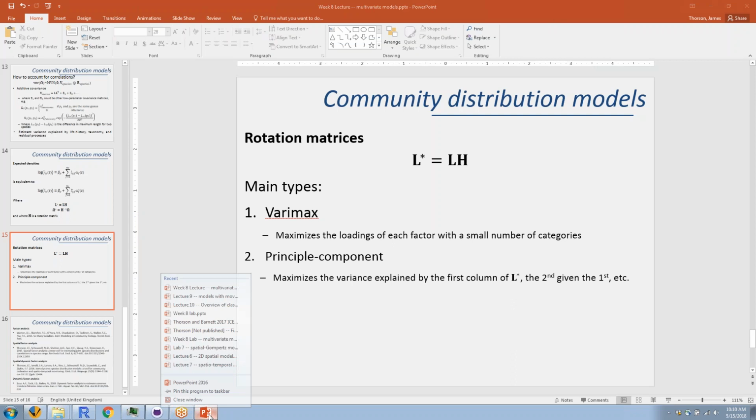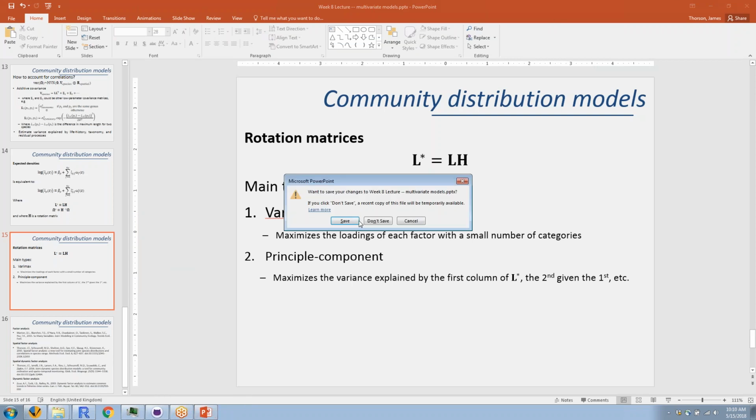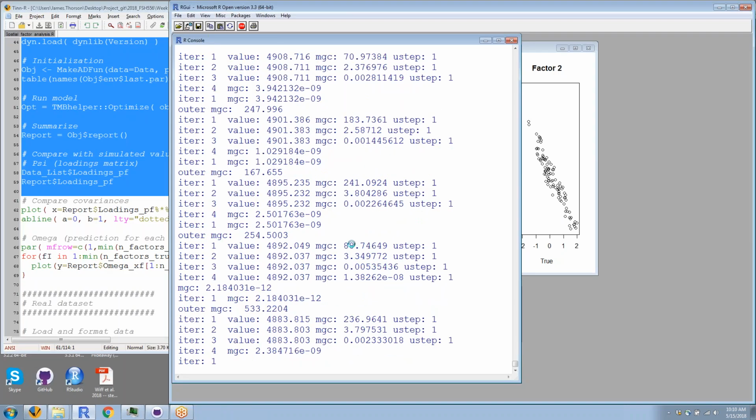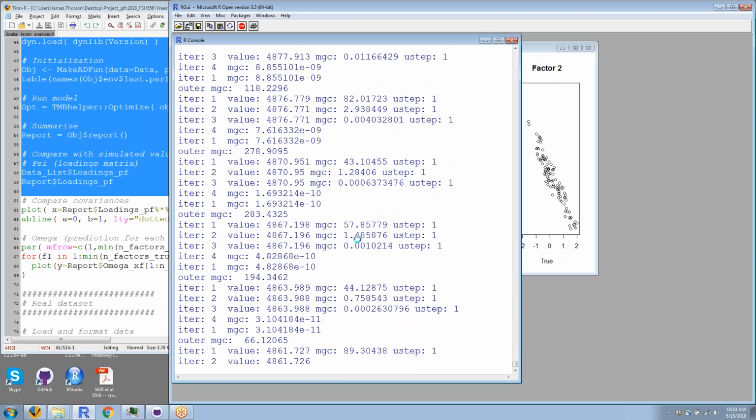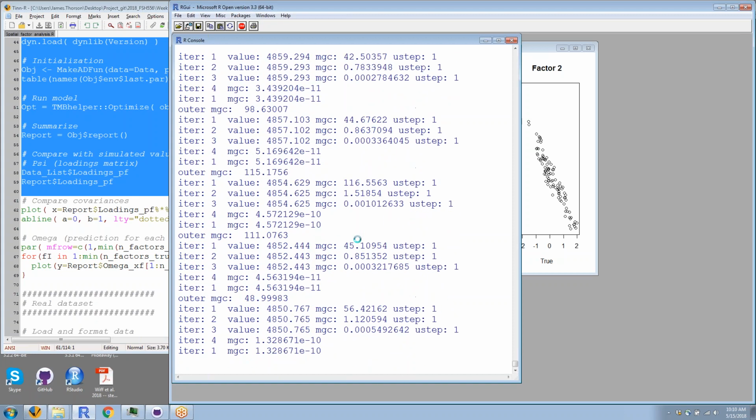Maybe I'll start wrapping up. So I'll end when we look at these results. But does anybody want to ask any questions while this is running?